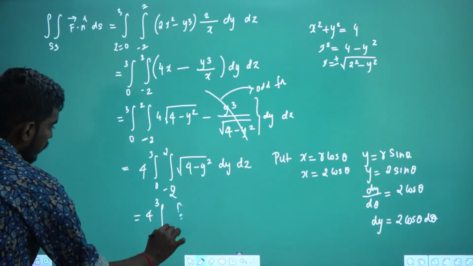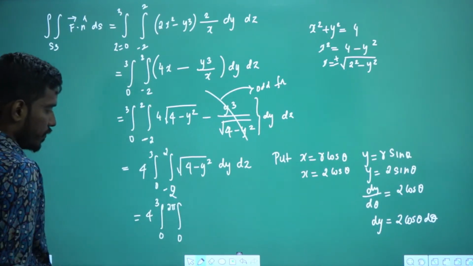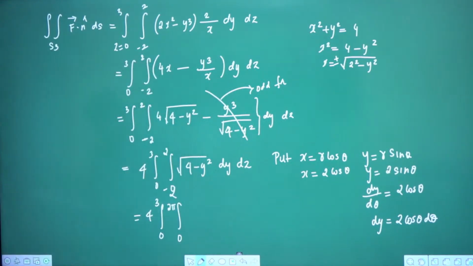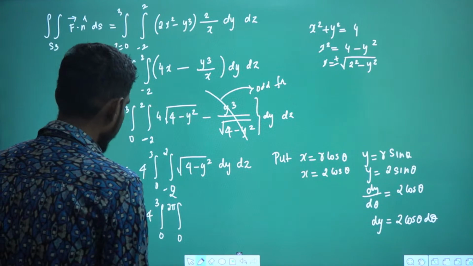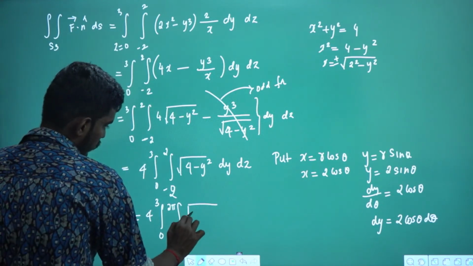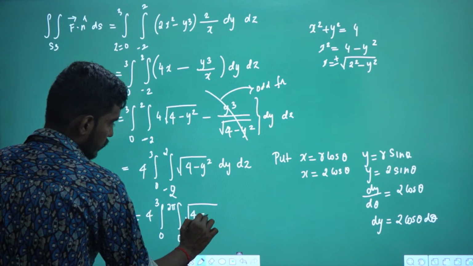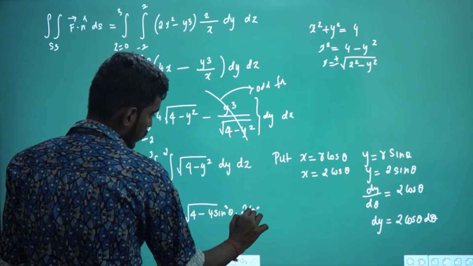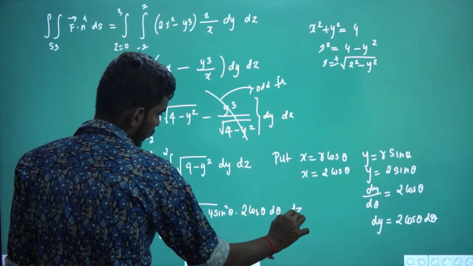So this will be 4 times integration of 0 to 3. The limit will be from 0 to 2 pi, right? Because it is a circle. So it will be from 0 to 2 pi. Root of 4 minus y square is root of 4 cos square theta, and your dy is 2 cos theta d theta into dz.